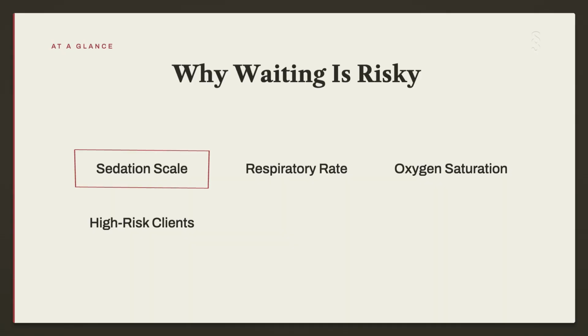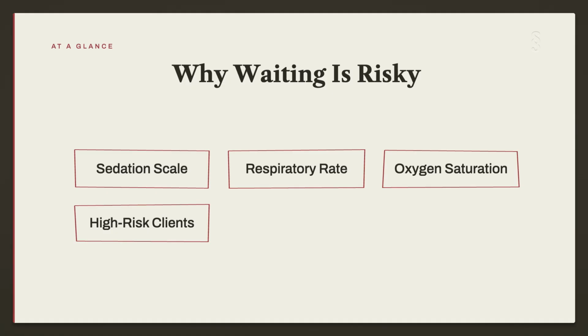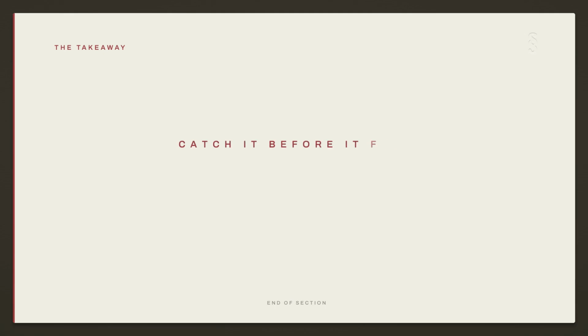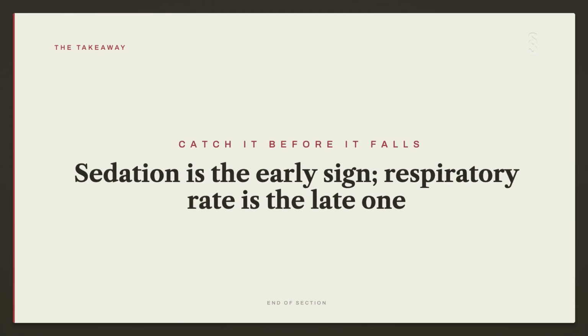Respiratory rate changes only after significant depression has occurred, and oxygen saturation lags even further behind, especially with supplemental oxygen masking the danger. A structured sedation scale is the measure that moves first, and risk is highest in opioid-naive clients, older adults, those with sleep apnea or obesity, and anyone also taking other central nervous system depressants. A drowsy client who is hard to rouse is the moment to act, not the moment to wait. Recognizing sedation early is what keeps a manageable situation from becoming an emergency.